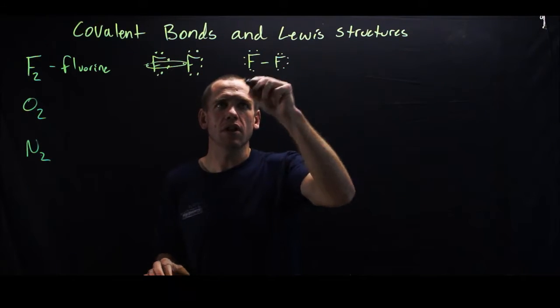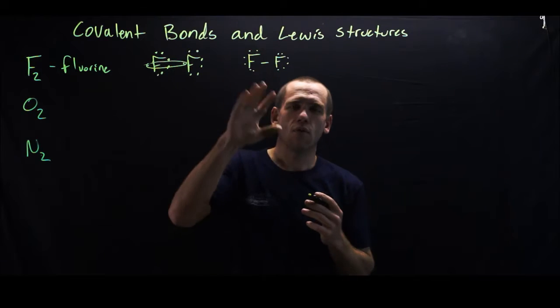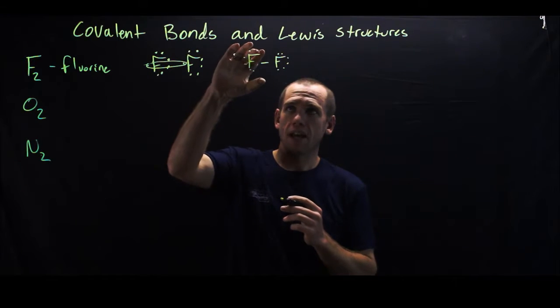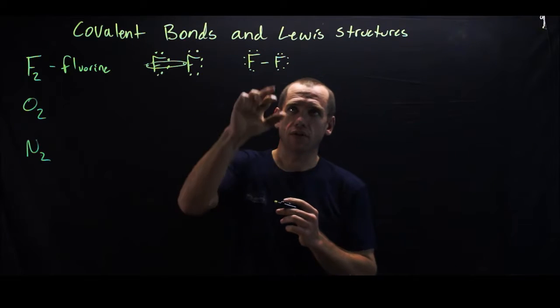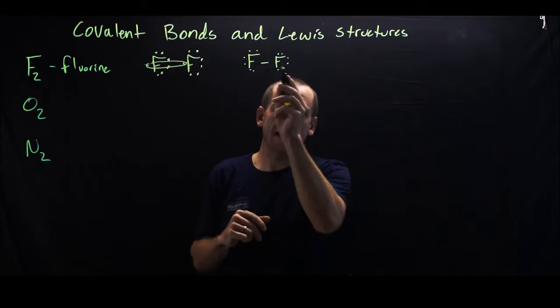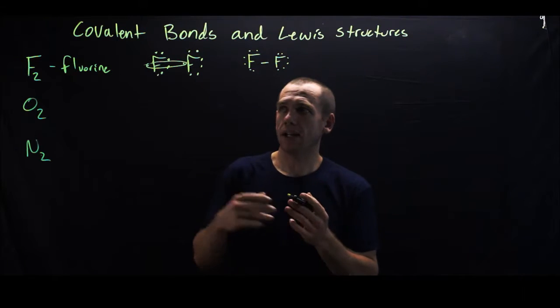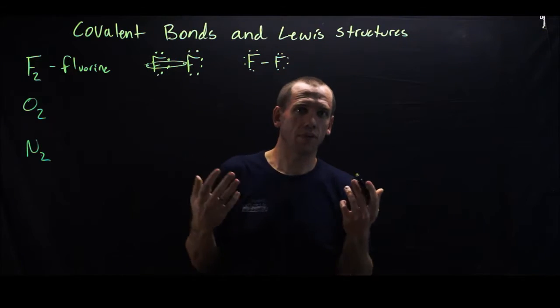And so here's the Lewis structure, and you can see that it obeys the octet rule. The fluorine atoms have 2, 4, 6, 8 valence electrons. 2, 4, 6, 8 valence electrons. That dash or line between the two atoms indicates a bond, and it includes 2 electrons, one from each atom.